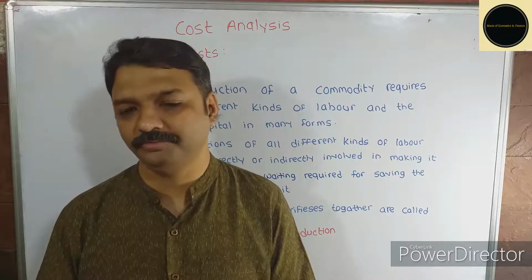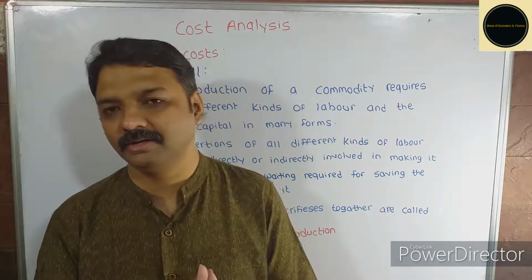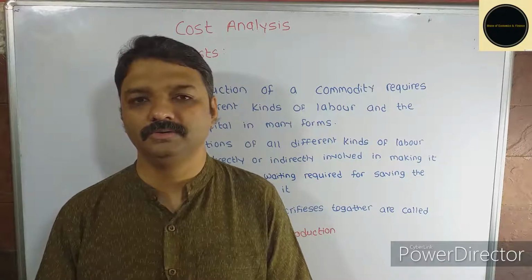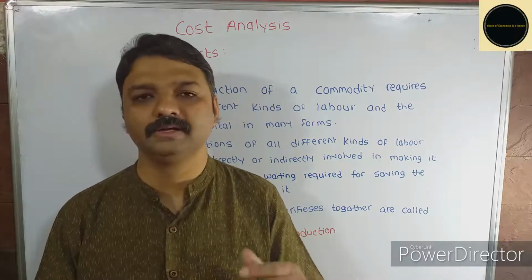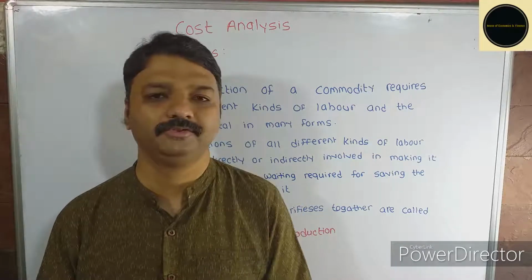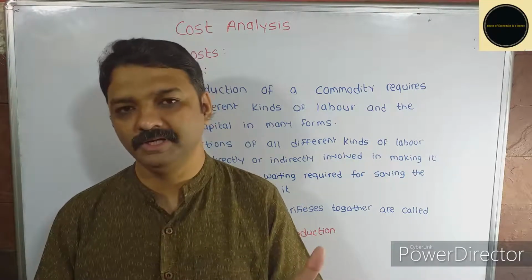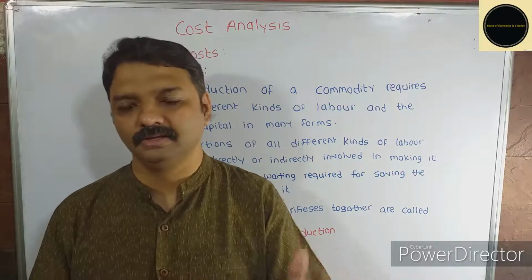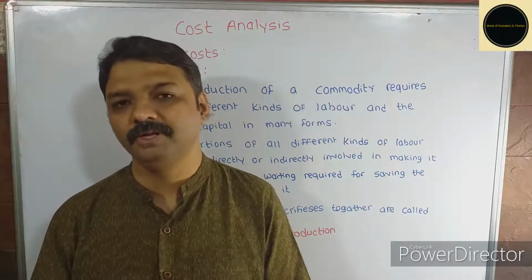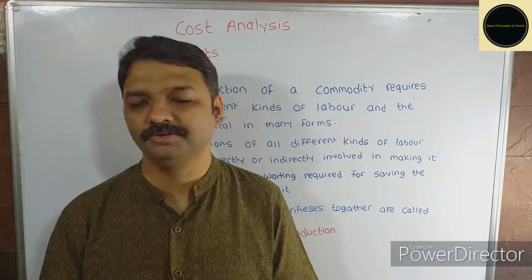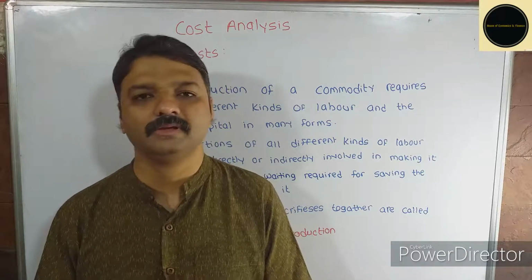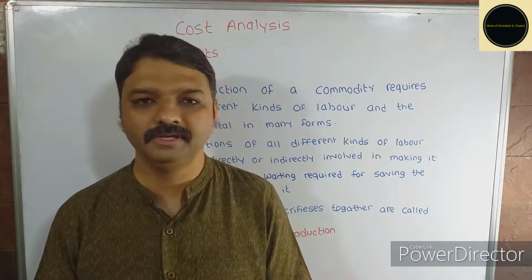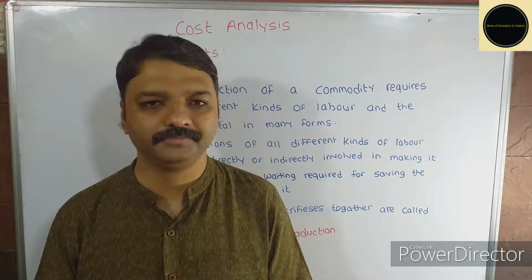These costs of production are primarily of three types. The first one being the real cost, the second one being the opportunity cost, and the third one being the money costs. So we will look at all these costs one by one. In that series, we will start with the real cost of production.